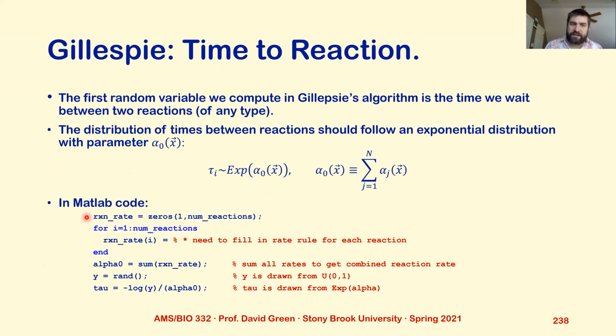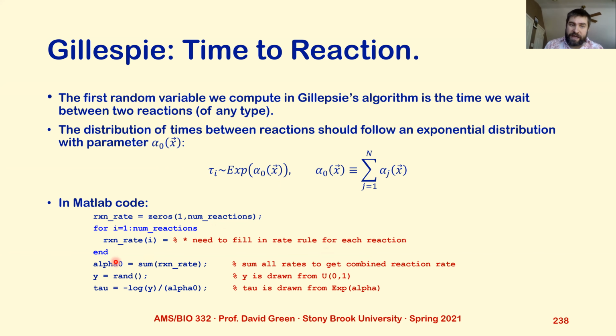I'm going to start off by defining some array to hold the reaction rates. And then for every one of the reaction rates, we have to fill in the rate rule. I'm leaving this unspecified because for a general problem, I don't know what those are right now. But for a particular problem we're interested in, we will have a well-defined set of rules, and we just write them in. They will depend on the numbers of molecules in the system.